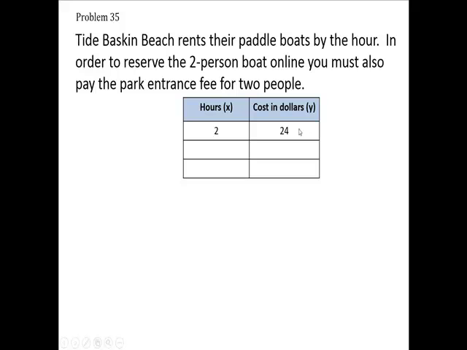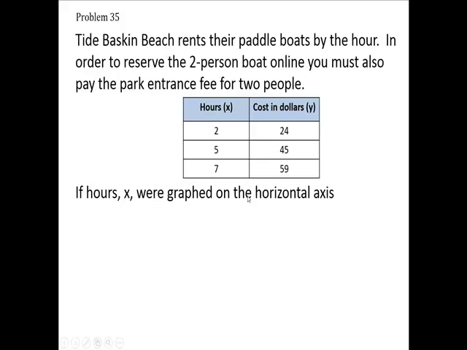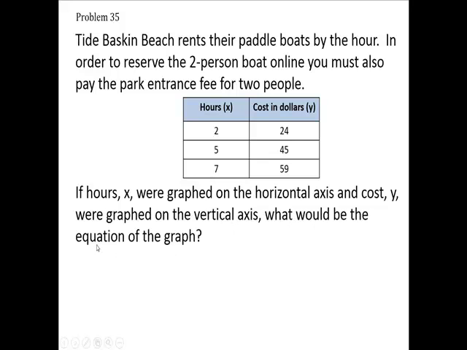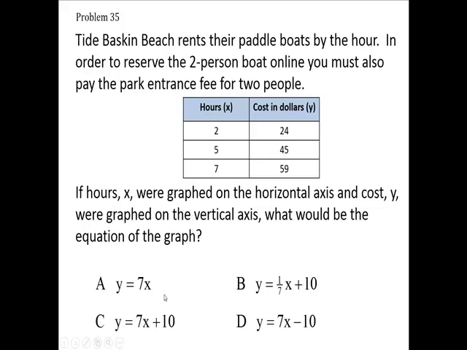So for 2 hours, you're going to pay $24. 5 hours, you're going to pay $45. 7 hours, you're going to pay $59. And those fees include the park entrance fee, all right? If X hours were graphed on the horizontal axis and the cost Y was graphed on the vertical axis, what would be the equation of the graph? Okay, and we have four choices here.